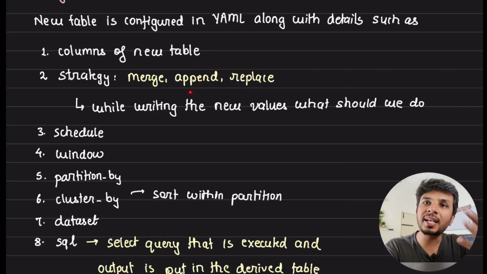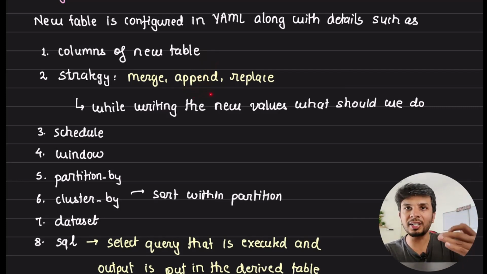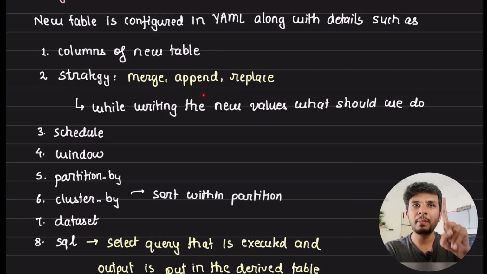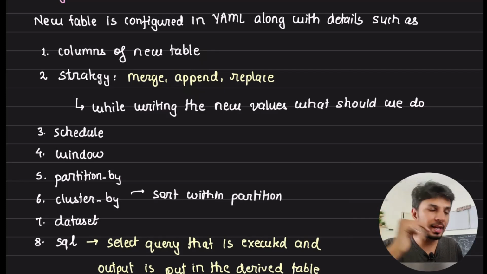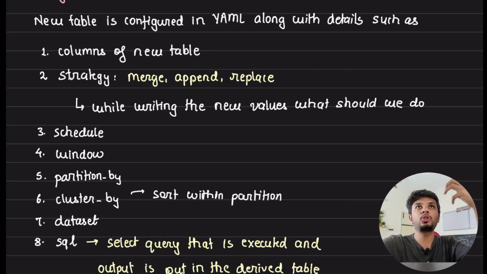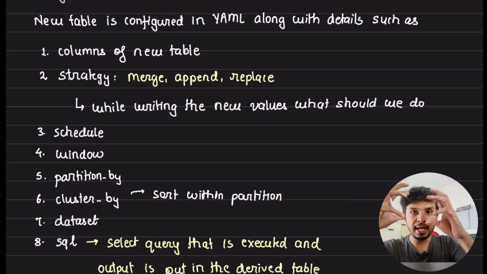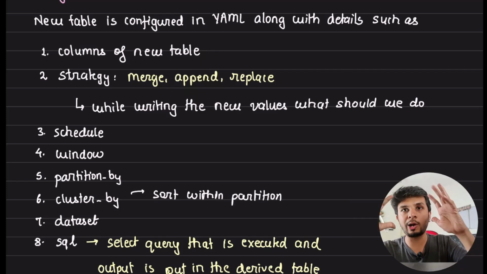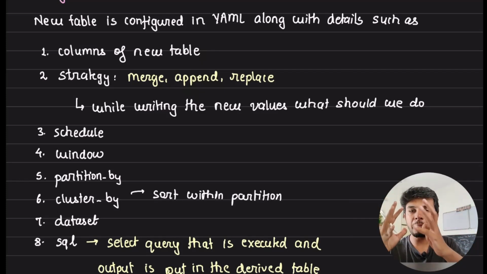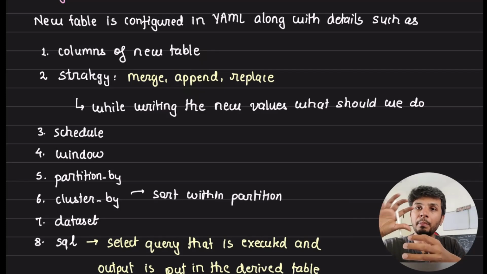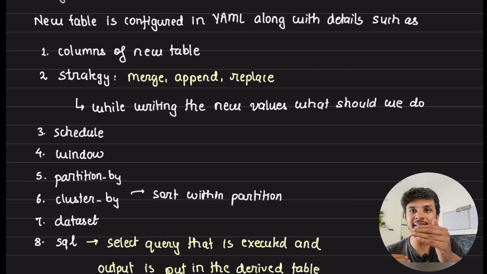You specify the strategy. Now this strategy is essential to understand. This strategy could be threefold: merge, append, or replace. Which means that when I'll be firing a SQL query to merge or join the data from two core tables, and I'm putting the output of this select into my derived table, should I be merging with the existing data, or should I be appending to the existing data, or should I be replacing the entire derived table, right?